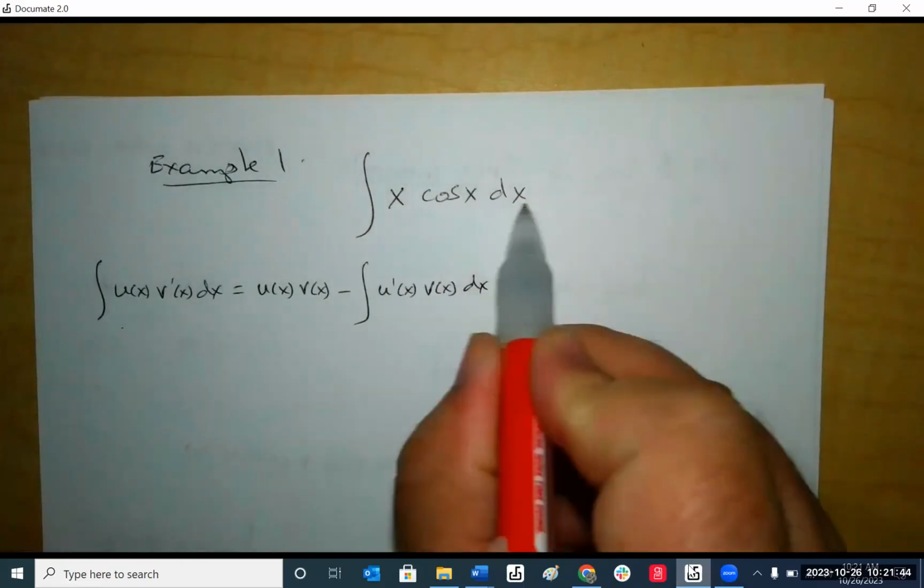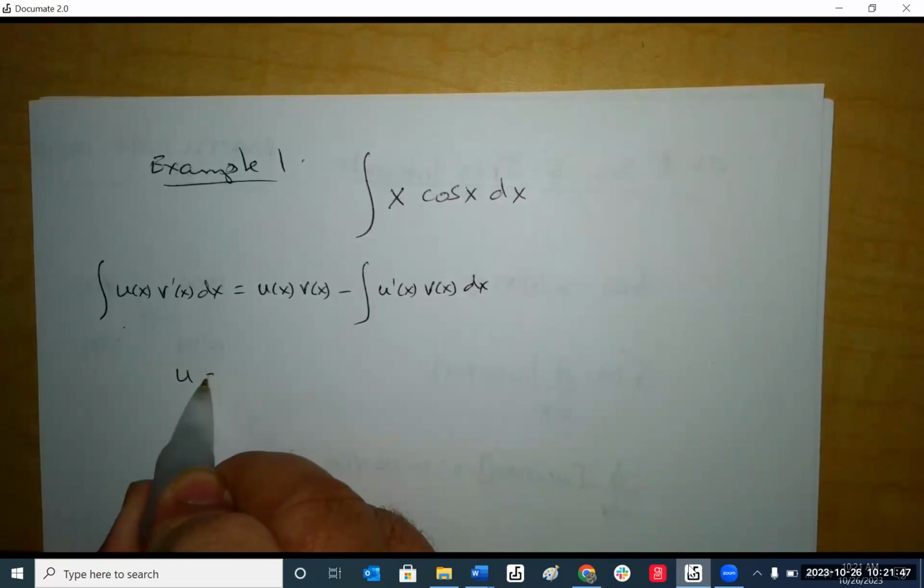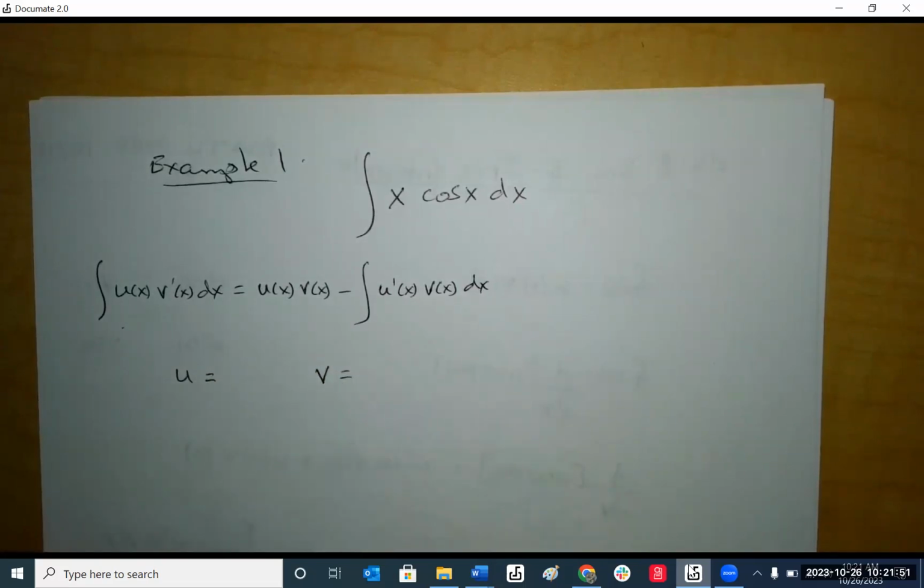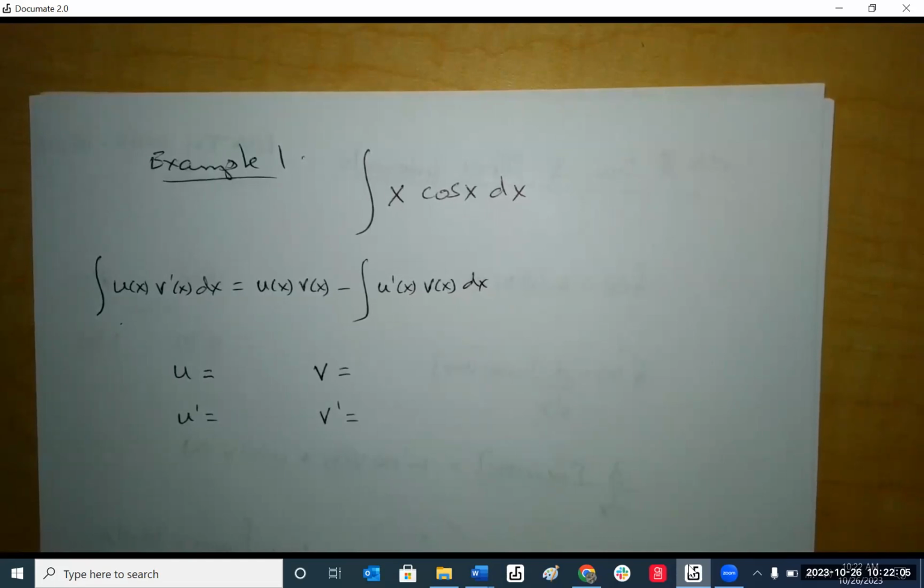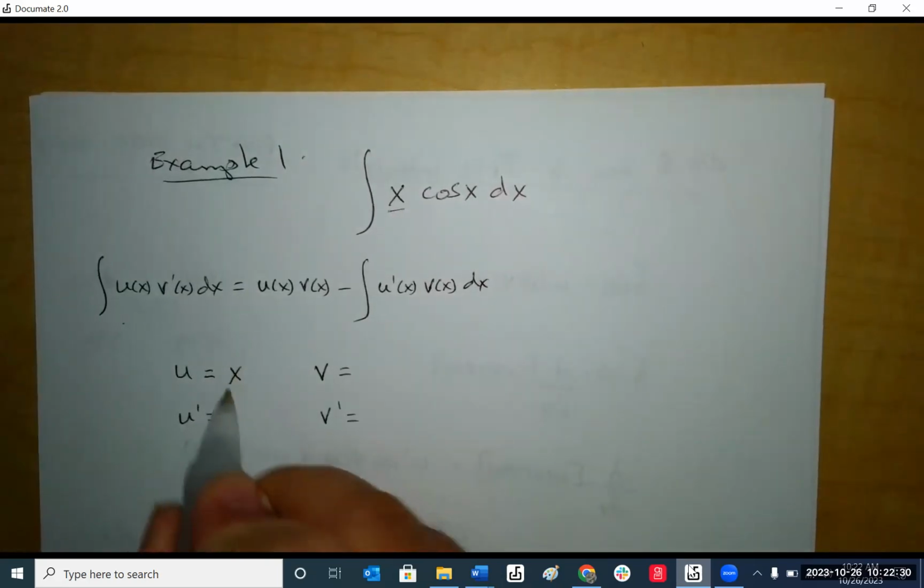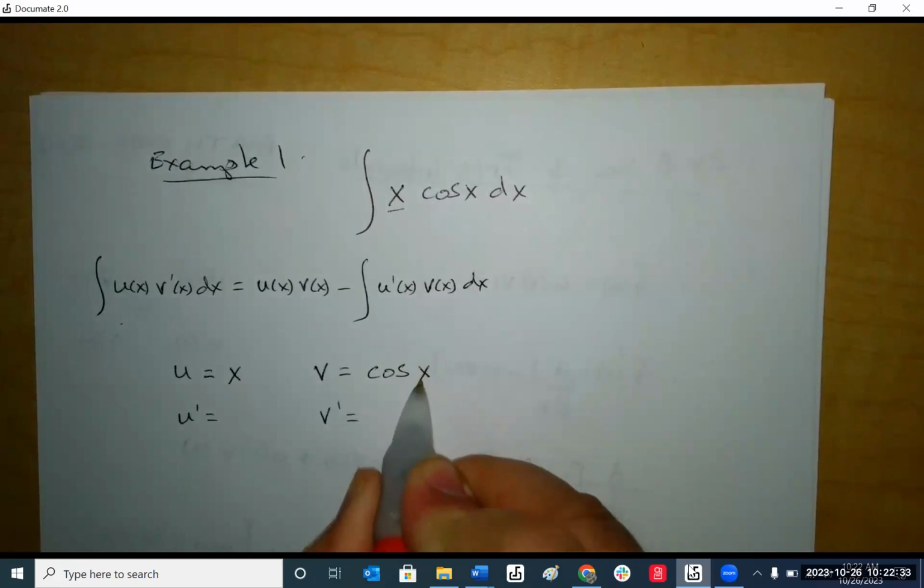So what is our first objective? We have our function here. We have to define what is our u, what is our v, because then we've got to take the u prime and the v prime. Remember, the u has to be differentiable and the v has to be easily integrable repeated times. So in this case, we'll set x to be the u factor and cosine x to be the v factor.